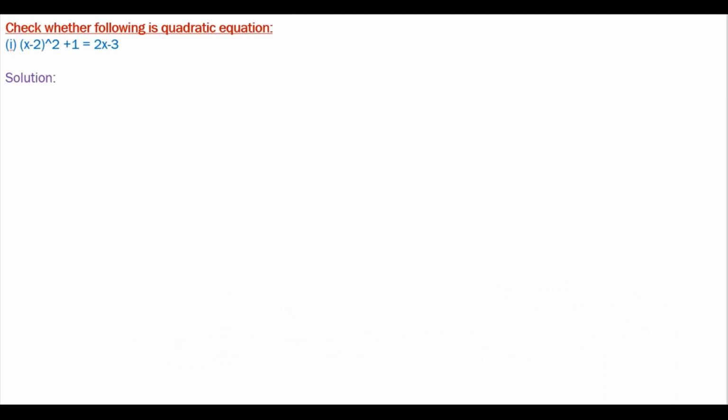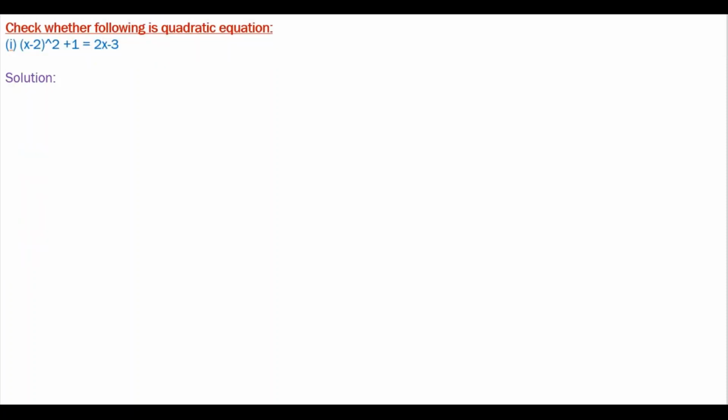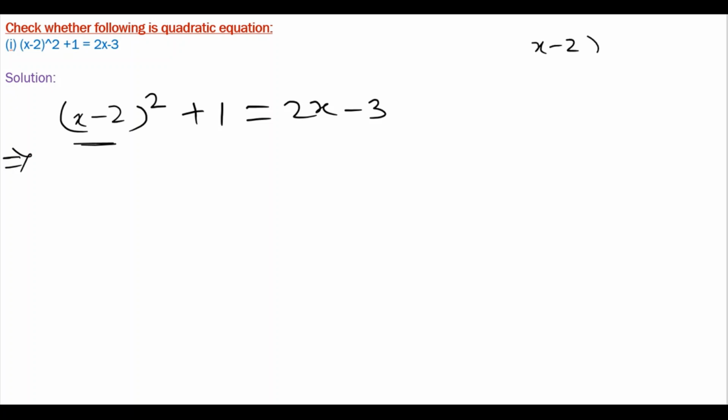Okay, let's see the next problem. What is the next problem? It's saying check whether the following is a quadratic equation. So what is the equation right now? x minus 2 whole square plus 1 is equal to 2x minus 3. Okay, so how can we write? Do you know x minus 2 whole square?